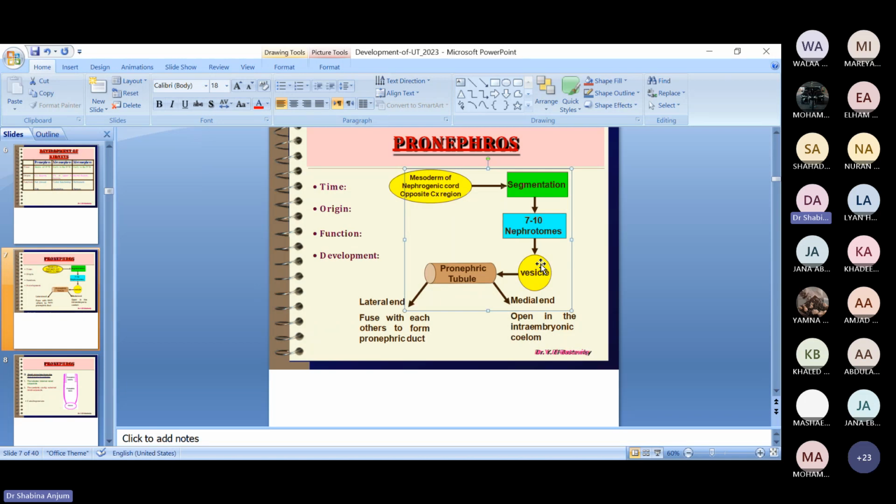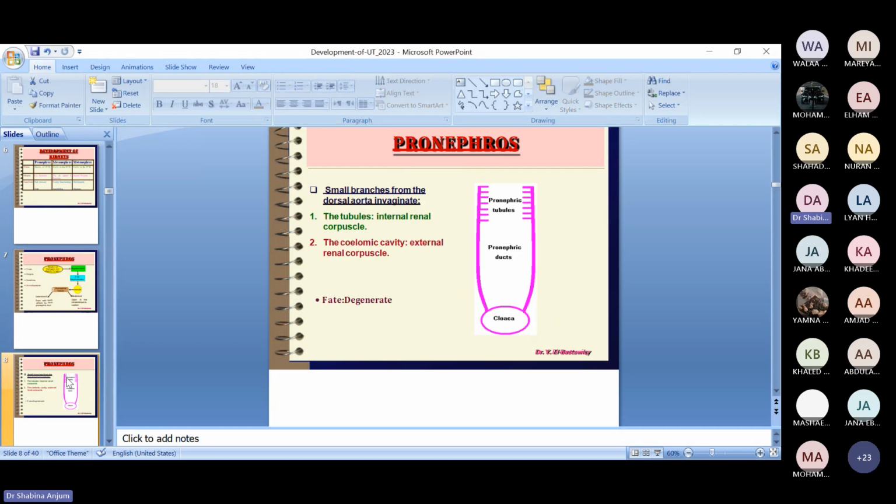So here you can see like this. This is pronephric tubules. These tubules will have two ends, lateral end and medial end. So the lateral end will fuse with each other to form the pronephric duct. The medial end will open into the intraembryonic coelom. Okay, so here you can see this part. This is the upper part, or cervical region.